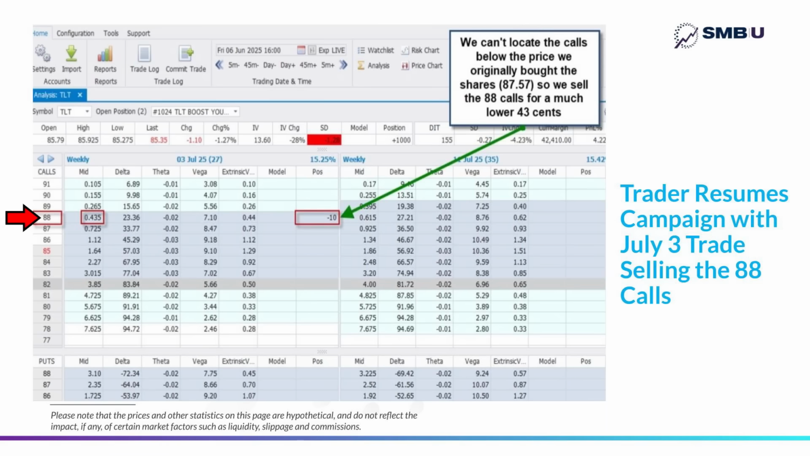if we sold the 86 call and the stock bounced past 86, then those shares would be called away at a price of 86. But we paid $87.57 for those, and so that would lock in a loss on the shares, which is not what we would ever want to do in a covered call campaign. And so instead, we sell calls at the lowest strike price above our purchase price, which is the 88 calls, which we sold for 43 cents, yielding us $430 in cash flow.